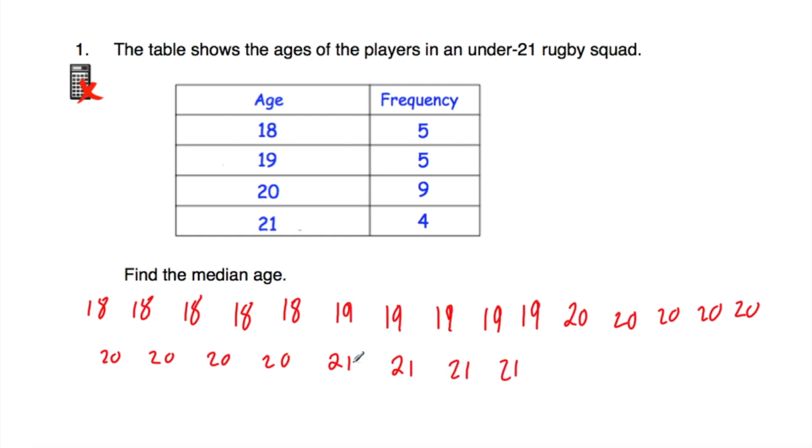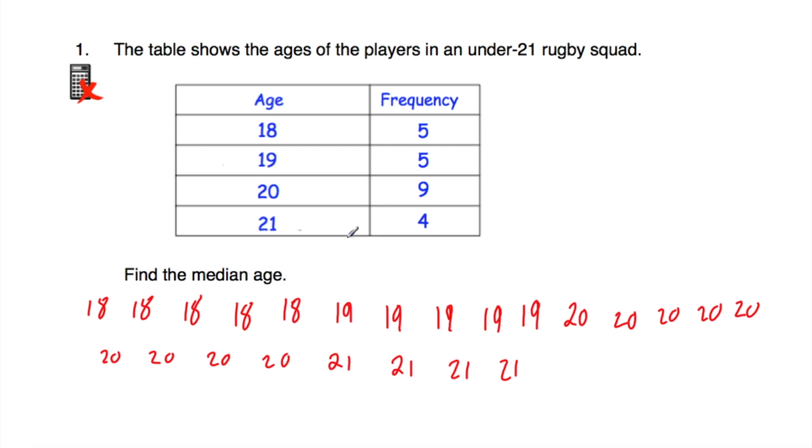So let's check this. 4 21-year-olds, yes. 9 20-year-olds, 1, 2, 3, 4, 5, 6, 7, 8, 9, yep. 5 19-year-olds, 1, 2, 3, 4, 5, yep. And 5 18-year-olds, 1, 2, 3, 4, 5, yep. So we've now listed everyone's ages in order from the lowest, 18, up to the highest, 21.